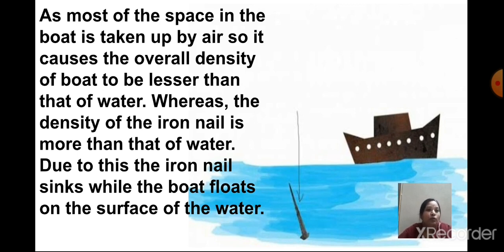You know that air is less dense than water, right? Most of the space in the boat is taken up by air, so it causes the overall density of the boat to be lesser than that of water. Whereas a nail is denser. The density of an iron nail is more than that of water. Due to this, the iron nail sinks in water while the boat floats on the surface of water.